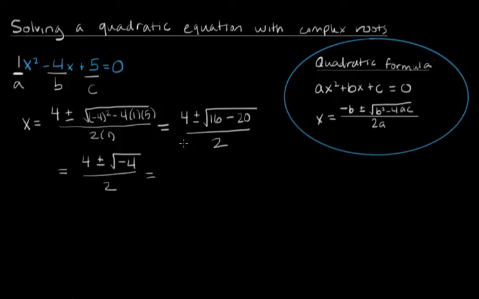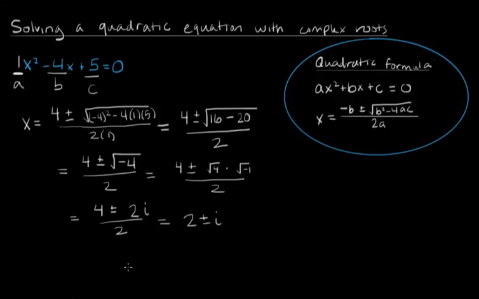Now the square root of negative 4 is the square root of 4 times the square root of negative 1, all over 2. And then the square root of 4 is just 2, and the square root of negative 1 is i, all over 2, and now we can divide through by 2. So it's 2 plus or minus i.